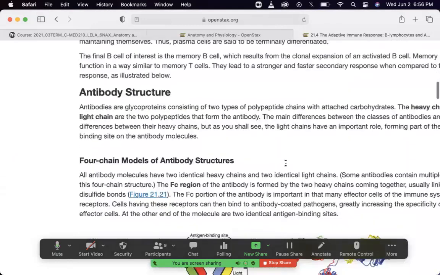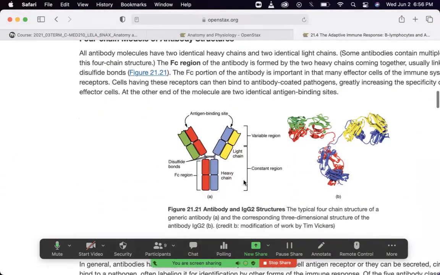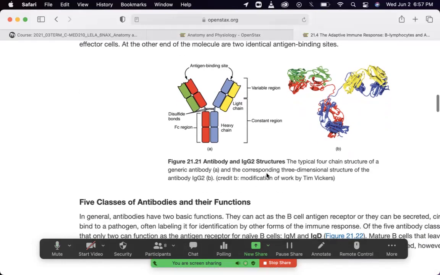Okay, I think, oh, and this is just more. This is how we draw it diagrammatically, but here it is in real life. It's just a bunch of ribbons of proteins. But can you see, use your imagination a little bit, it forms a Y. And this antigen binding site, the green and red parts here and the blue and yellow parts here, they are highly specific. Hence the term variable region.